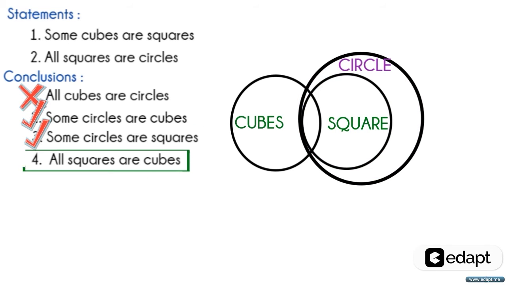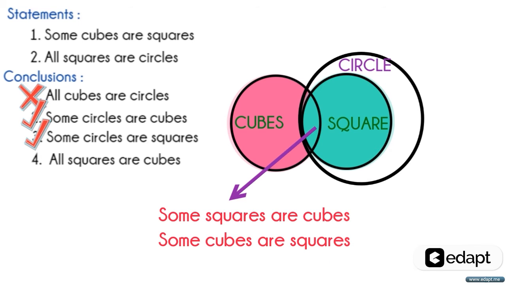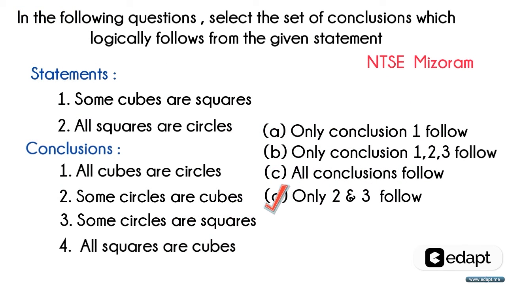Fourth conclusion, all squares are cubes. In order to satisfy this conclusion, the complete portion of the square region must be inside the cubes. But here, the cube and square regions touch each other by a small portion. So here, all squares are not cubes, but some squares are cubes or some cubes are squares. Hence, this conclusion is also wrong. Now we get that conclusions 2 and 3 follow the statements. Hence, the answer is option D. That is, only conclusions 2 and 3 follow the corresponding statements.